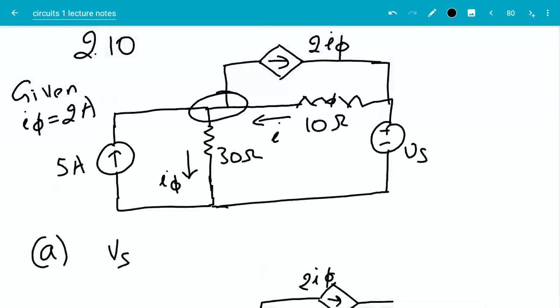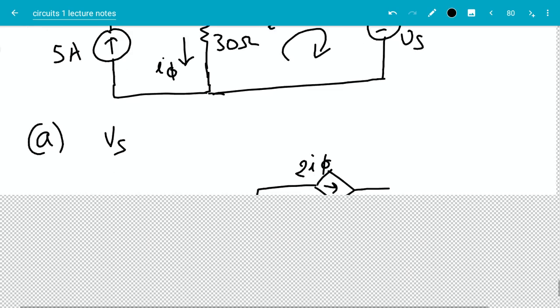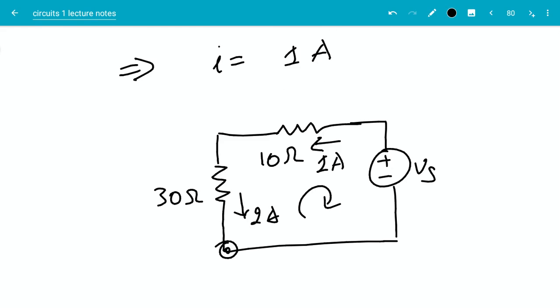Now that we know I is equal to 1 amp, we can write a KVL equation in this loop here and then find out what Vs is. Again, I'm going to redraw the circuit for convenience. So this is the loop where we want to write our KVL equation. Remember that this is only a part of the circuit.